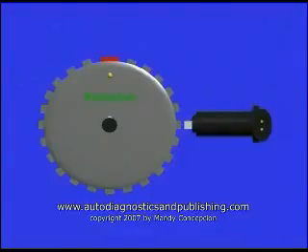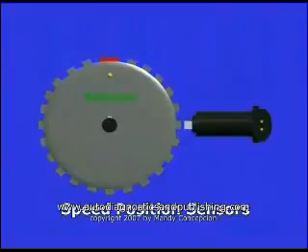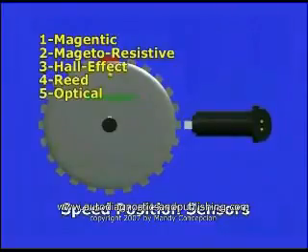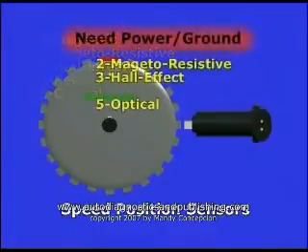There are 5 basic types of speed position sensors. The magnetic sensor, which produces a sine wave, the magnetoresistance sensor, which produces a square wave, the Hall effect, which also produces a square wave, the reed type, which is oftentimes used on vehicle speed sensor applications, and finally the optical type position sensor. The magnetoresistive, Hall effect, and optical sensors need their own power and ground to operate.